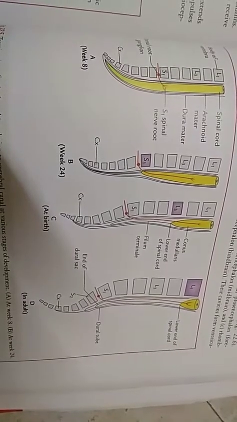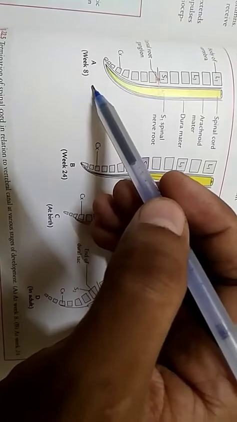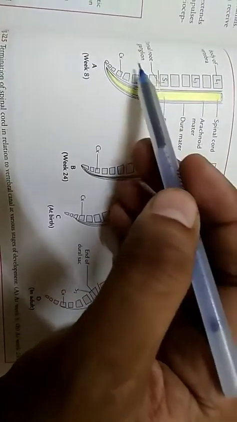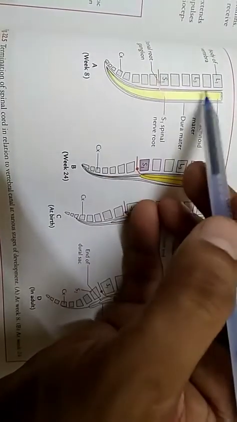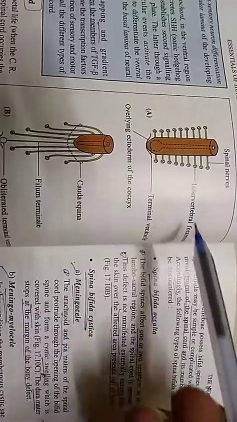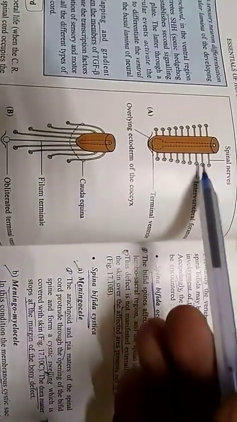Now we will learn the positional changes in the spinal cord. Till 8th week of development, the vertebral column and spinal cord are almost the same in length. So spinal nerves pass outward at the right angle to the spinal cord.